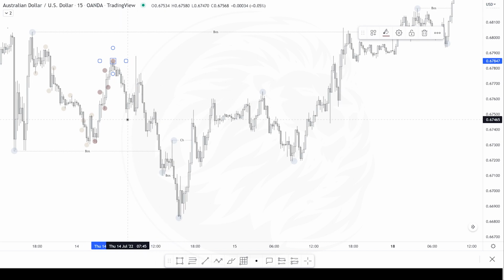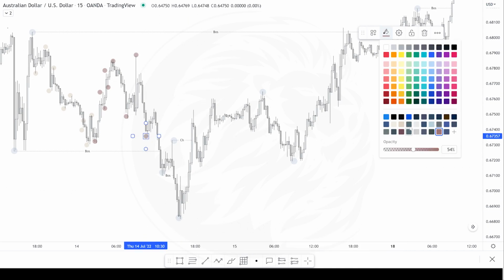Here, as we can see, we have a CHoCH. Price here swept that high, took liquidity. And now we continue the minor structure.